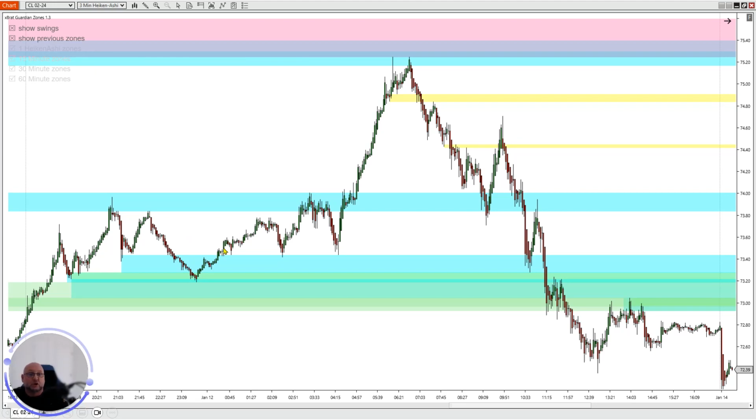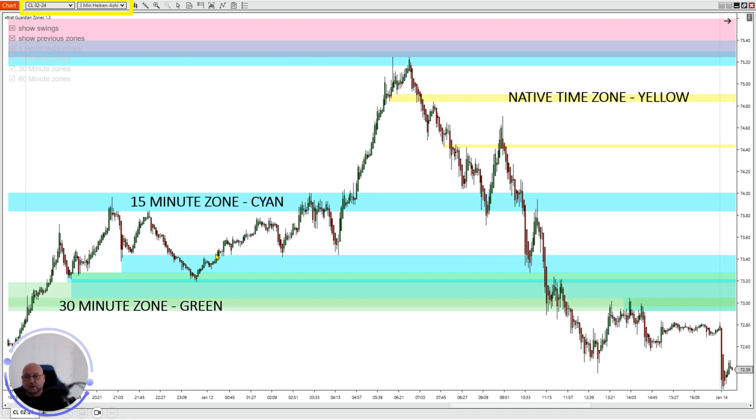So what does it look like on the chart? So this is that 3 minute Heikin-Ashi chart on oil futures. So the native time zone is always in yellow, no matter what time frame. So it's important. The time zone that you've got up in the top left of the chart will always be coloured in yellow on your chart for those automated support and resistance zones. The 15 minute zone is always coloured in cyan. The 30 minute zone in green, and the 60 minute zone is in pink. And we can see we get confluences sometimes where those zones overlap. They're very, very important.